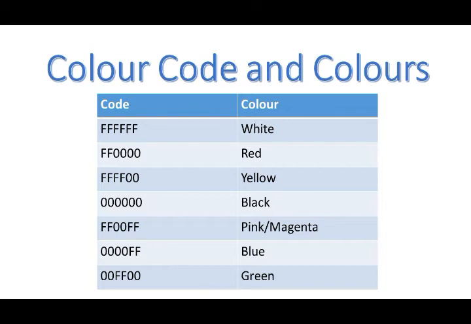If the first, second and 5th, 6th positions are F and the 3rd and 4th are 0, then we will get pink or magenta color. If the first 4 positions are 0 and the 5th and 6th are F, it will give blue color. If the first, second and 5th, 6th are 0 and the 3rd, 4th are F, then it is green color.